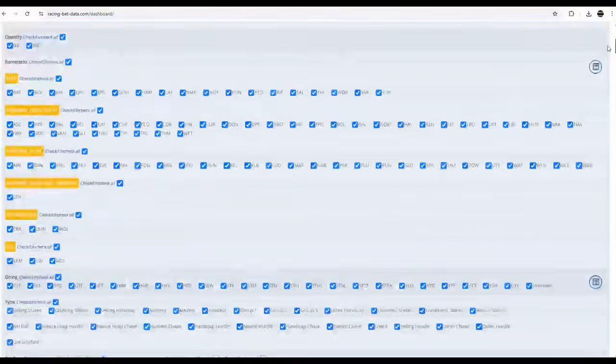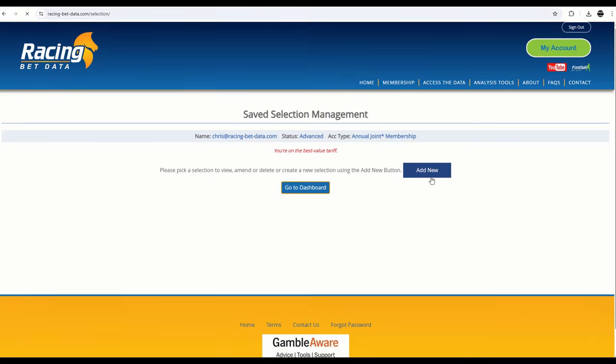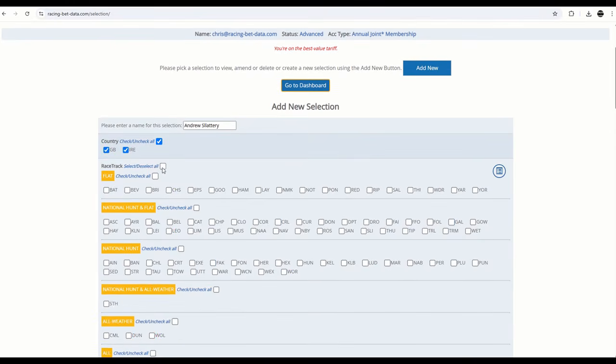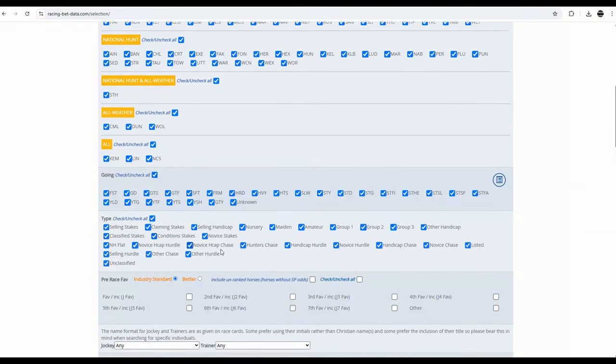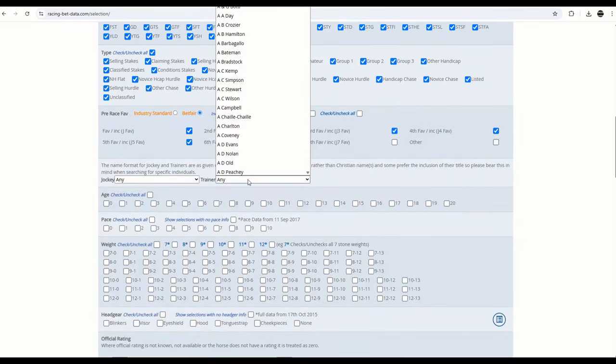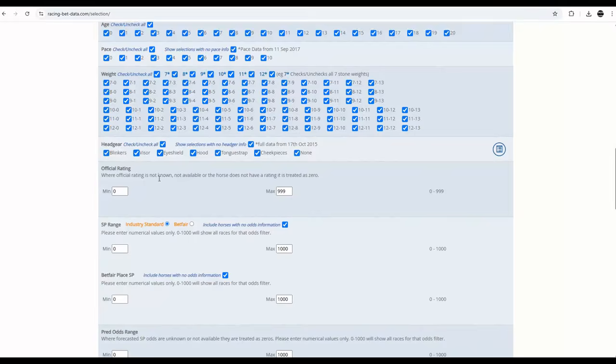But let's go to the save a selection. We've got no selection saved at this stage on my account, so I can add the first one in and show you how to do this. Add new. So we get a chance to name this selection. I'm going to call it Andrew Slattery, and we can select all of these that apply. So we want to filter by Betfair favourite to fifth, Slattery, any age, any pace rating, any weight, not exclude any of these.